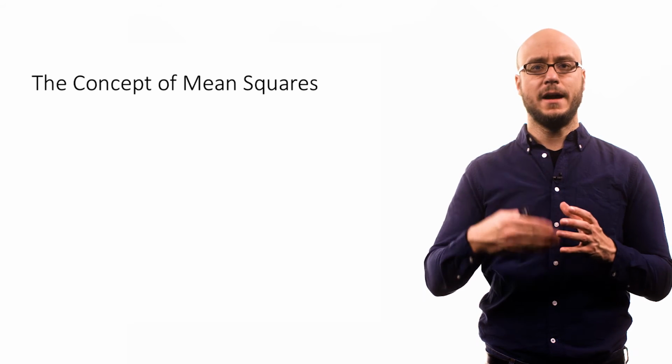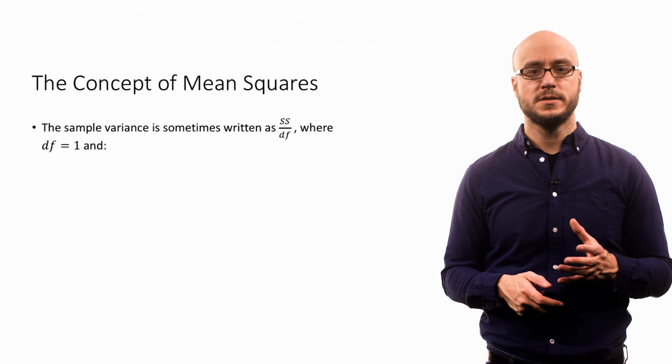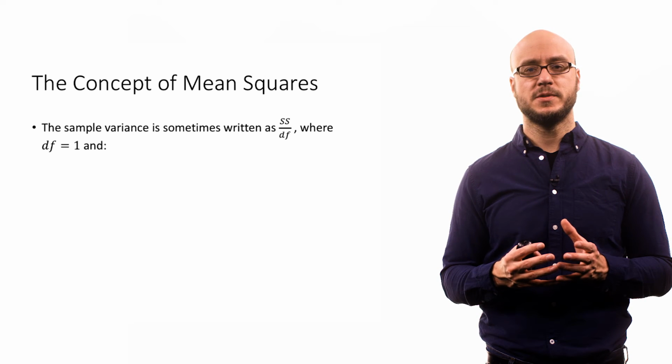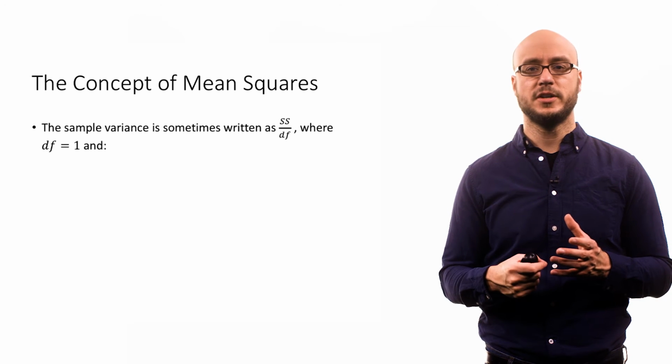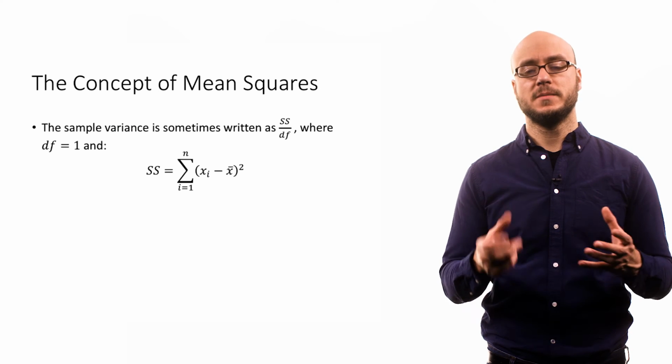In order to really calculate one-way ANOVA, we have to talk about this concept of mean squares. So the sample variance is sometimes written as the sum of squares divided by the degrees of freedom, where the degrees of freedom is n minus 1. And so the sum of squares is simply taking each x value for each row of our data set, subtracting out the mean. So we're kind of decentering or removing the influence of the mean. And then we're squaring it so they're positive. We're doing that for each row, for each observation. We're adding up all these values. That's sometimes called a sum of squares.